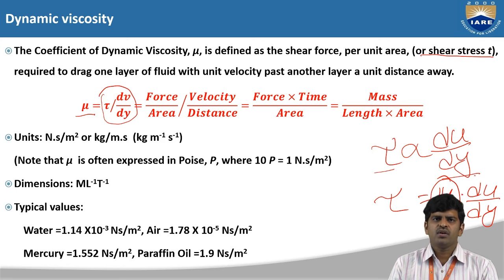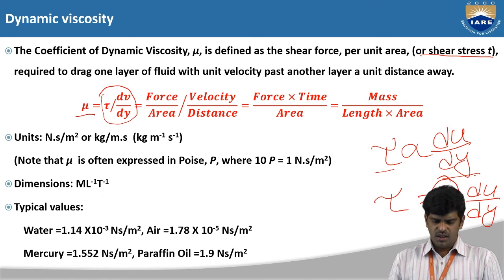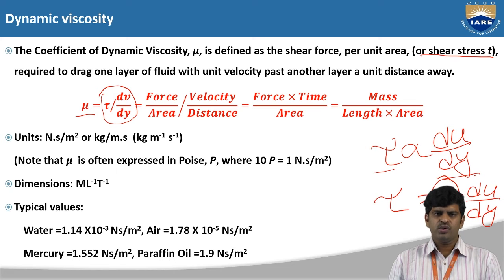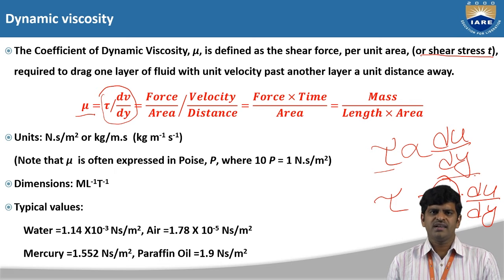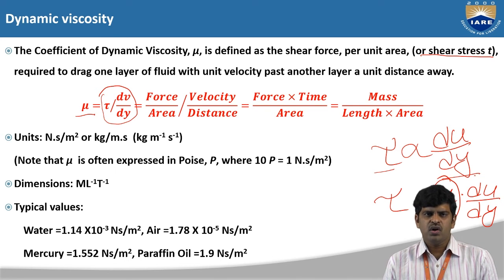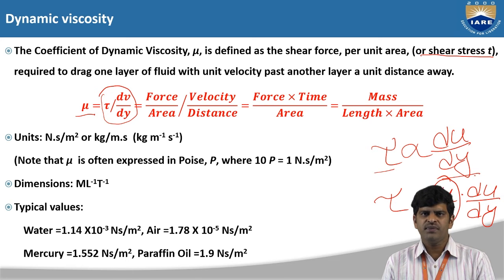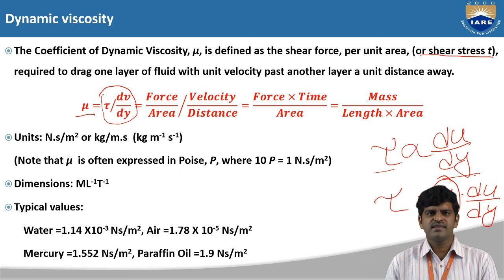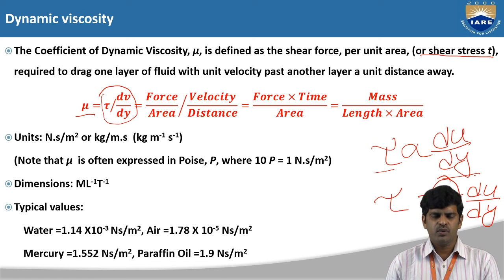Here mu is the one which we express very frequently in terms of poise. That is, 10 poise is equal to 1 Newton second per meter square. That is the case of the dynamic viscosity. In terms of dimensional quantities M, L, T, it is expressed as M to the power of 1, L to the power of -1, T to the power of -1. And on the screen we can see some of the values of the coefficient of dynamic viscosity which are going to be used very frequently.